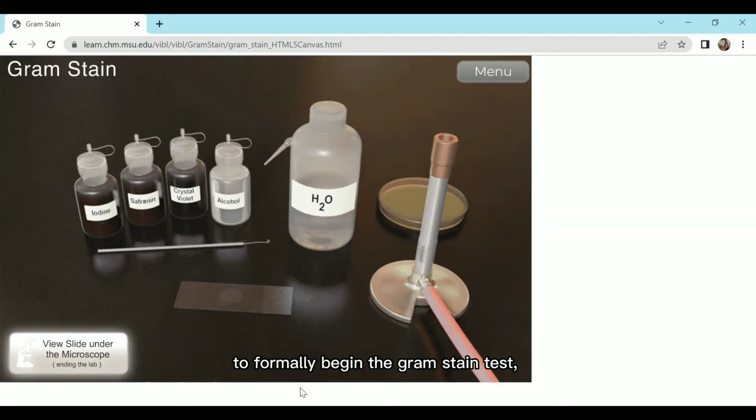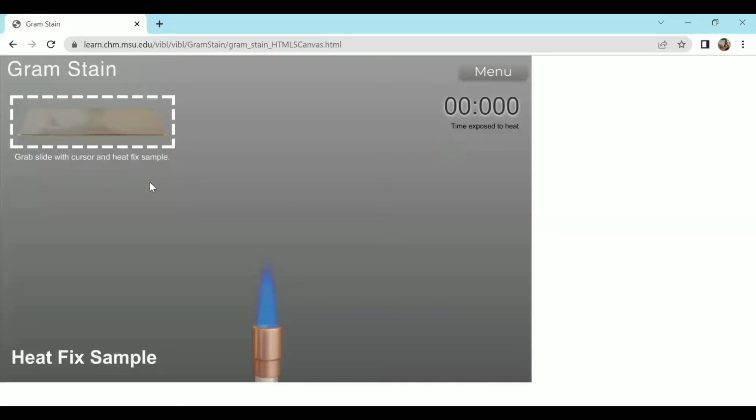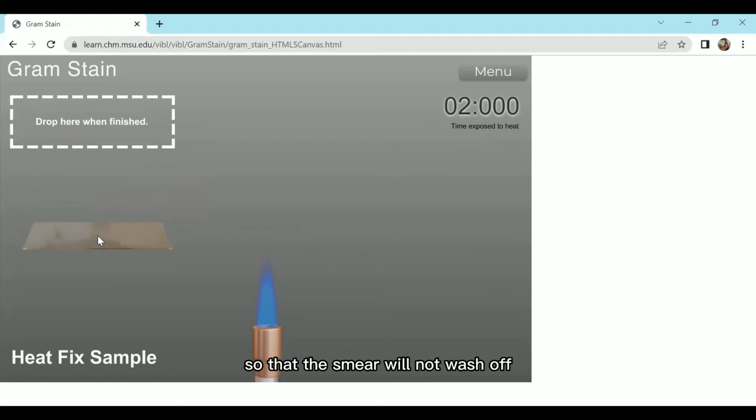To formally begin the Gram stain test, first, we must heat fix the slide. So we are going to use the Bunsen burner, and we are going to pass the slide gently 2 or 3 times, or 1 to 2 seconds, through the flame. We heat fix the slide so that the smear will not wash off, but we were also careful not to overheat the slide because overheating can cause distortion of the cells.